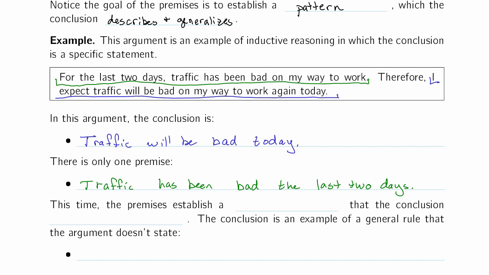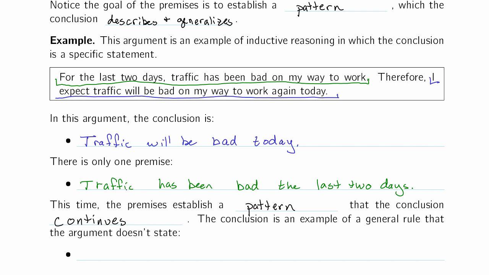Right, and that premise, again, establishes a pattern. But the conclusion doesn't just state what that pattern is. The conclusion doesn't say traffic will be bad every day. The conclusion just continues the pattern. So the premises establish a pattern, the conclusion continues the pattern. It's happened for the last 2 days. I conclude that it will happen today.